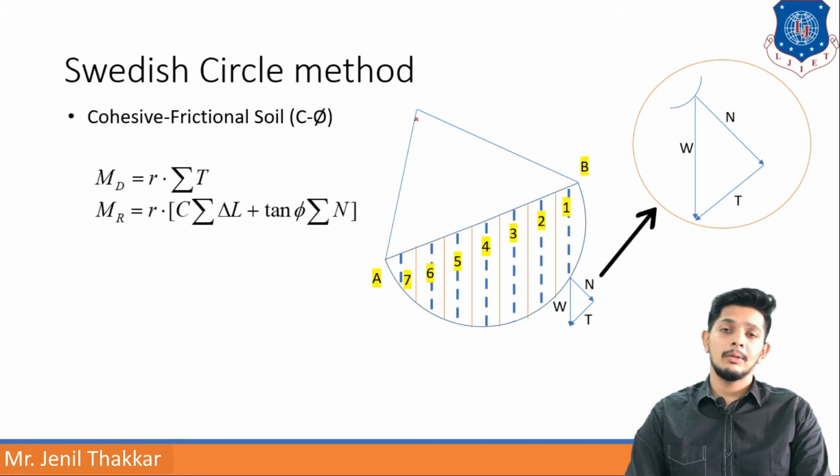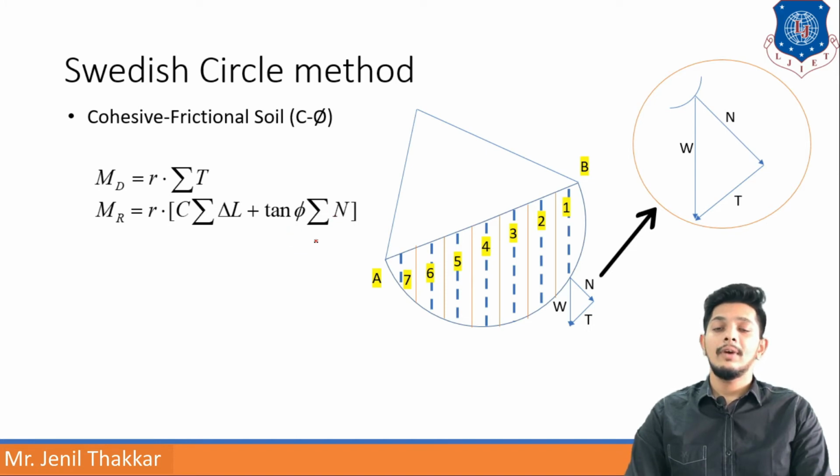Resisting moment will be governed by two things, first friction, that is phi, as well as the cohesion Cu. Here we can see Mr is equal to R into, in bracket, C into sigma delta L. So that is C into total length. We did Cu into L in the previous case. This is similar to that, C into sigma delta L plus tan phi into sigma N. So it is kind of like this equation, C plus sigma tan phi.